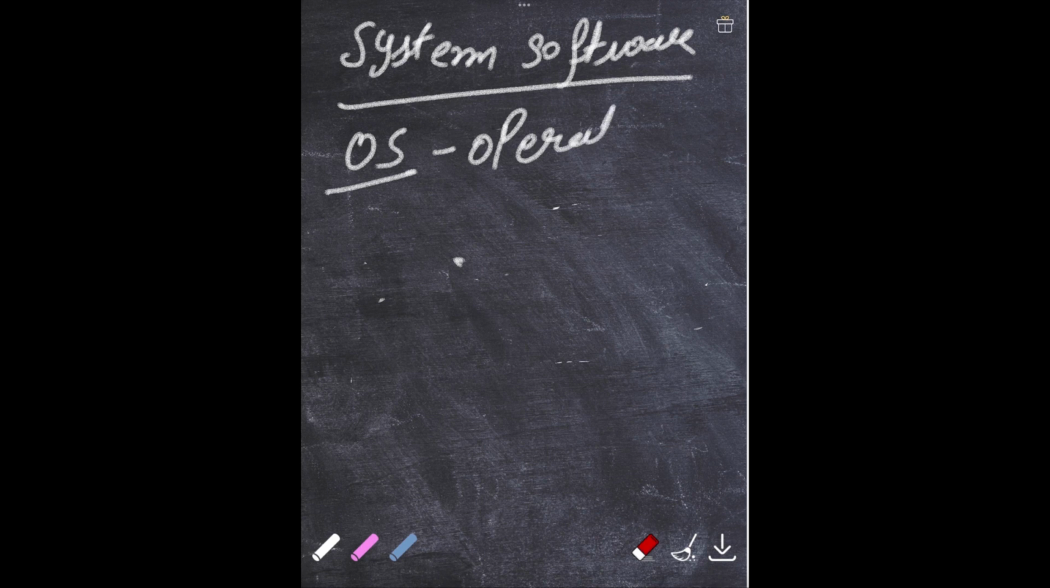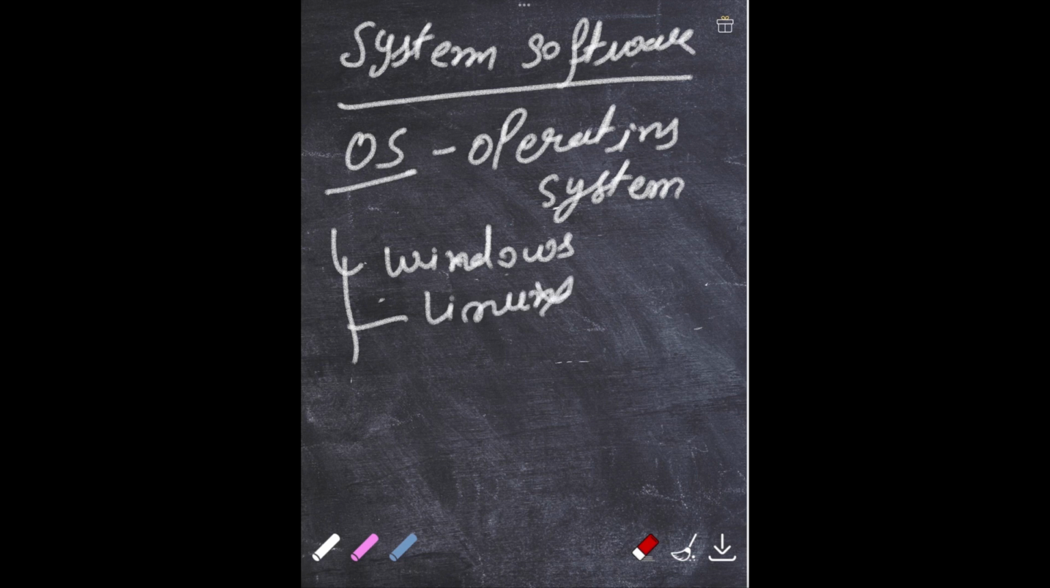For example, the OS, the operating system, is an example of system software. The OS can be Windows, it can be Linux if you are working on a Linux machine, or it can be Mac if you are working on a Mac. All types of OS are system software, because without an OS you cannot run your application software.